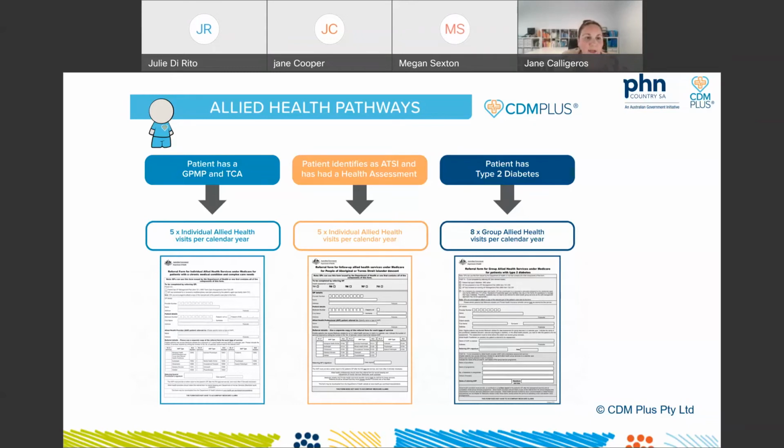So if the patient has had a health check and they have a chronic condition, they can actually get 5 referrals under one form and 5 under the other pathway for the care plan and TCA if that's in place.